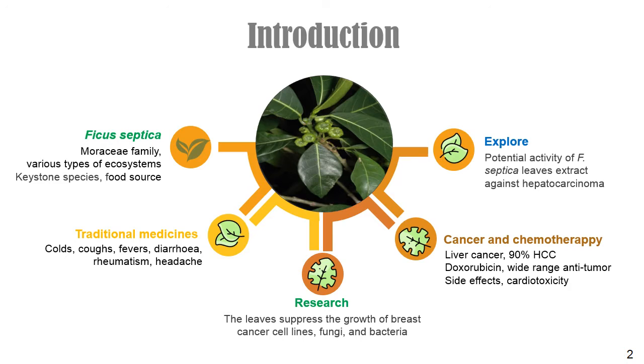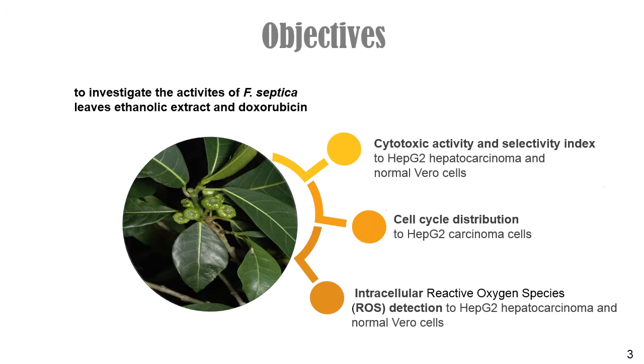The potential effect of Ficus septica for hepatocarcinoma treatment has not been explored widely. So, this study was purposed to investigate the activities of Ficus septica leaf and doxorubicin on Hep-G2 hepatocellular carcinoma cells and Vero cell line as normal cell representation. We determined the cytotoxicity and evaluated the mechanism through cell cycle profile and intracellular reactive oxygen species.